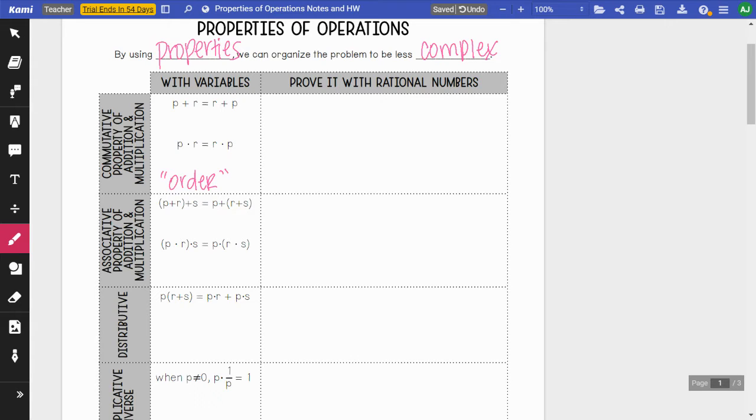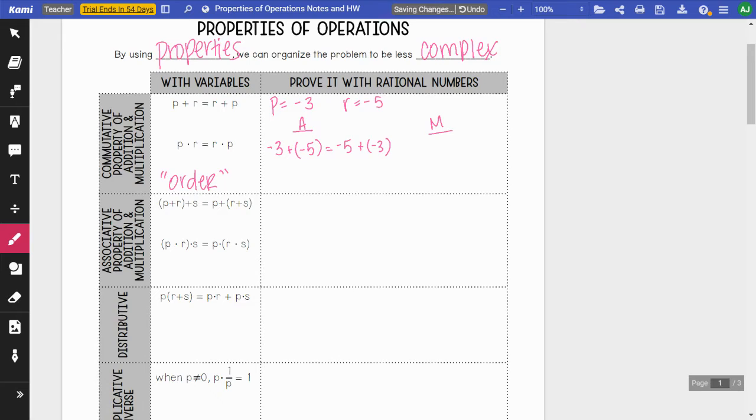We are going to prove it with rational numbers, and I'm going to say that p is equal to -3, and r is equal to -5. You can pick whatever numbers you would like, but these are the ones I'm going to use. Addition over here, multiplication over here. When we make those substitutions, we take out the variable and put in our numbers. I'm going to say -3 plus -5, and if I work this out correctly, it should be equal to -5 plus -3.